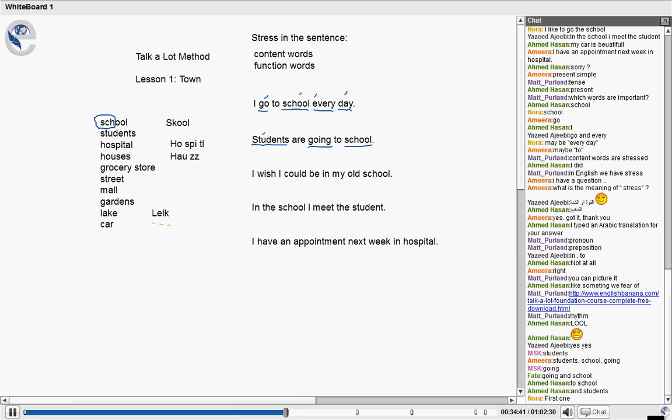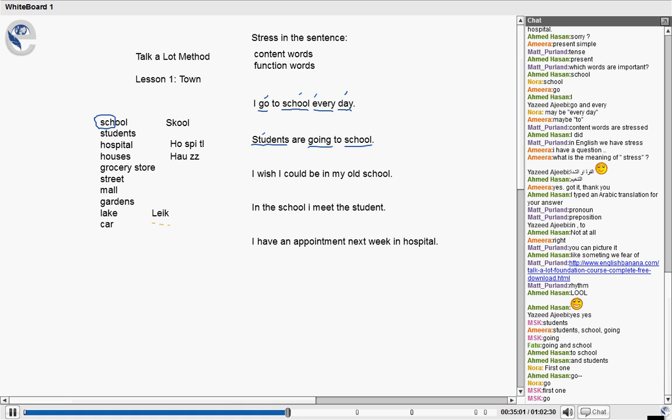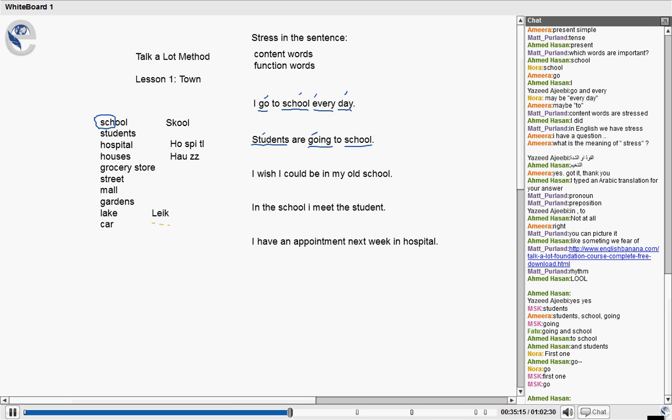Okay, going. Going is the main verb here. Which syllable is stressed? Going. Two syllables. Which one is stressed? Go. Again, type in the box and let me know if you're awake, because I don't know, you might have gone to sleep for all I know. Students are going to school. School is one syllable, so it's all stressed.